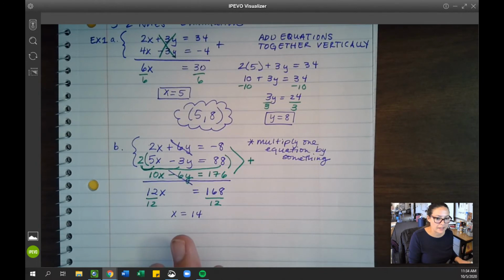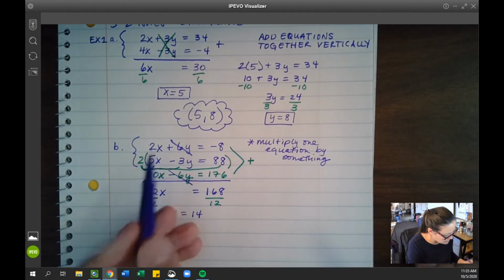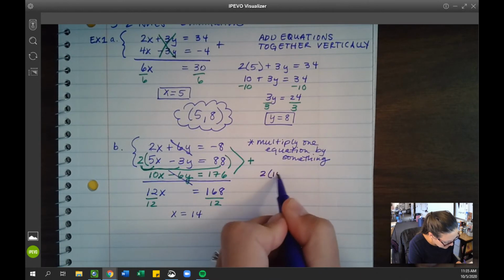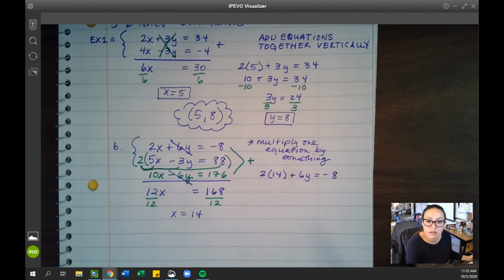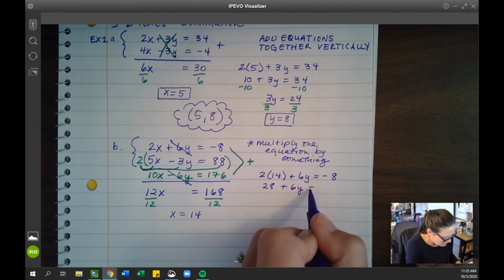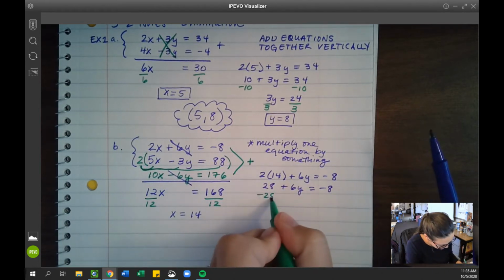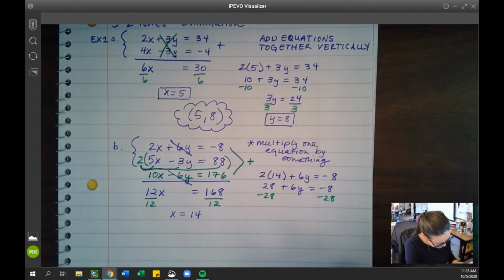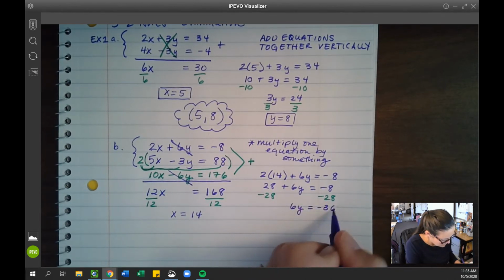And then I'm going to go back and plug this in to one of the original equations. It doesn't matter which one you choose. I'm going to do the first one. So instead of 2 times x, I'm going to have 2 times 14, which gives me 28. And now I need to subtract 28 from both sides. We get 6y equals negative 36.